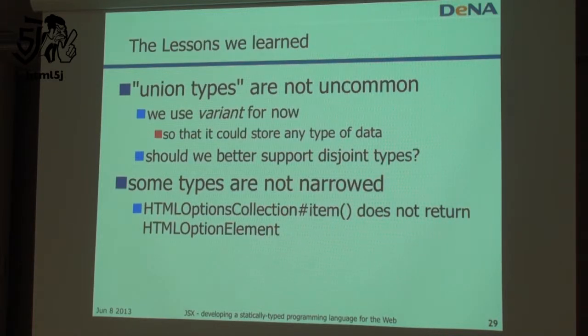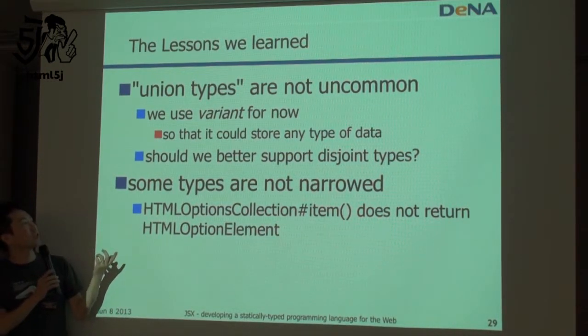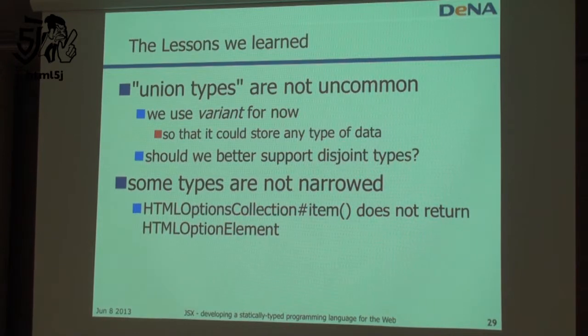And the lessons we learned from doing such translations is that there are many union types in the spec. And unfortunately, we didn't investigate the IDLs very deeply before we started developing JSX, and so JSX doesn't have a disjoint union type, so we use variant. And the other problem is that some types are not as narrow as ideal, for example, as I talked about, the HTML option element.